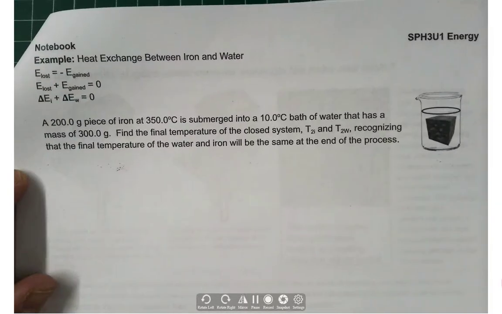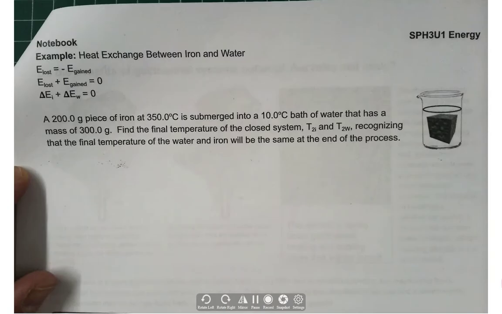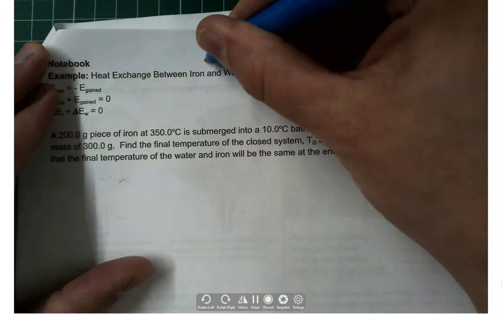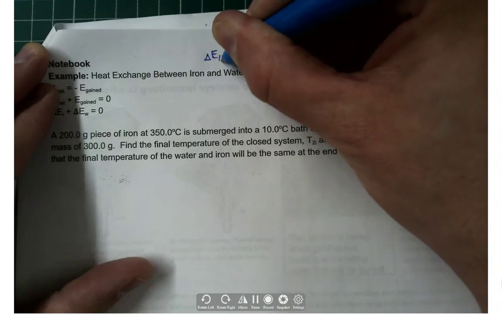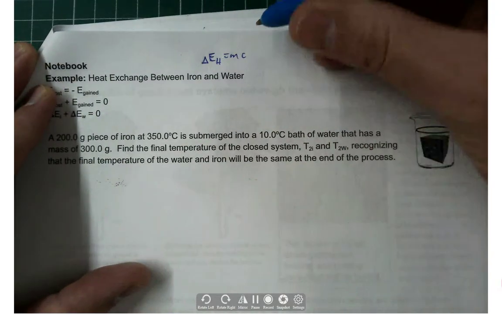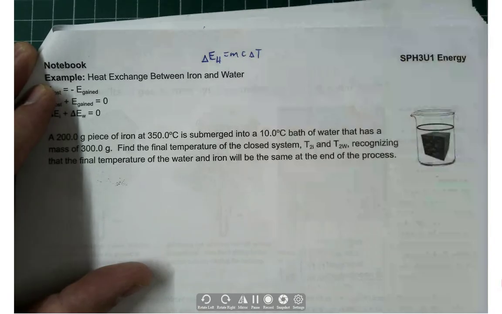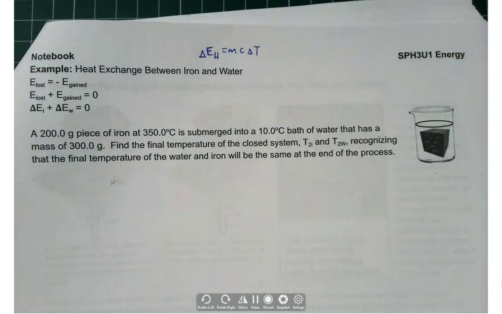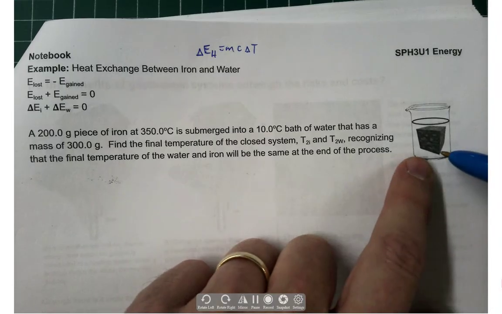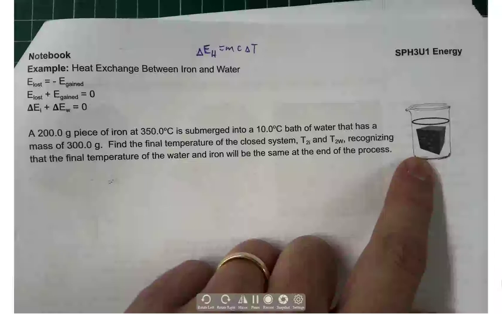What we were dealing with last day was energy, like an E equals mc delta T calculation. Just a reminder, we had this idea that delta E for a given substance is equal to mass times heat capacity times the change in temperature for that substance. What we also said was that if we took a block of iron and put it into water, the iron would lose energy and the water would gain the exact same amount of energy. That's what heat exchange is.